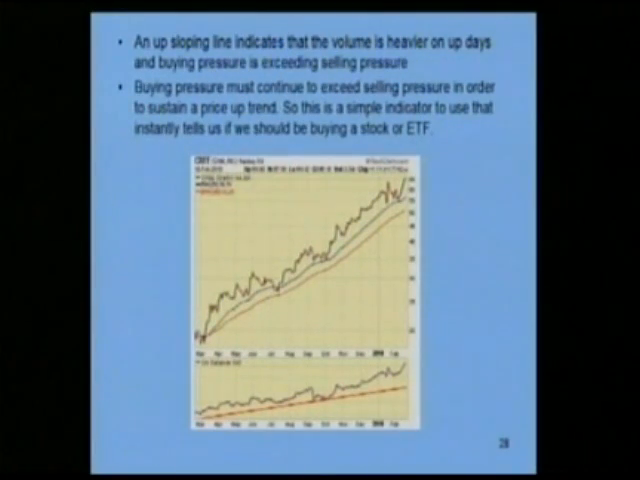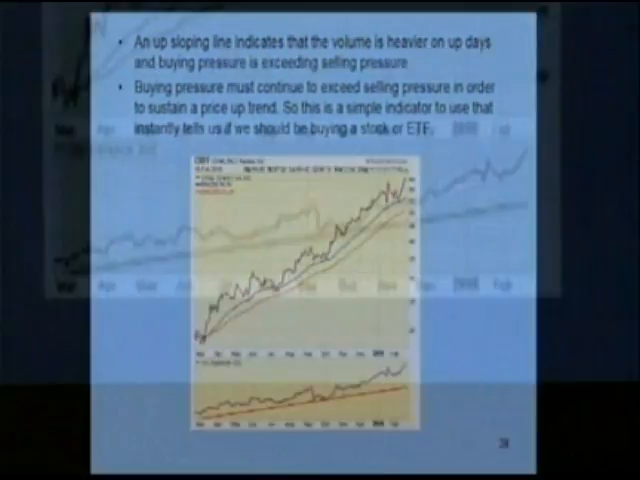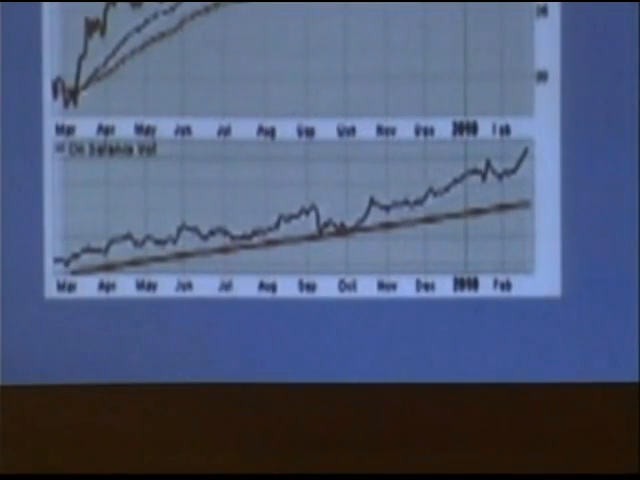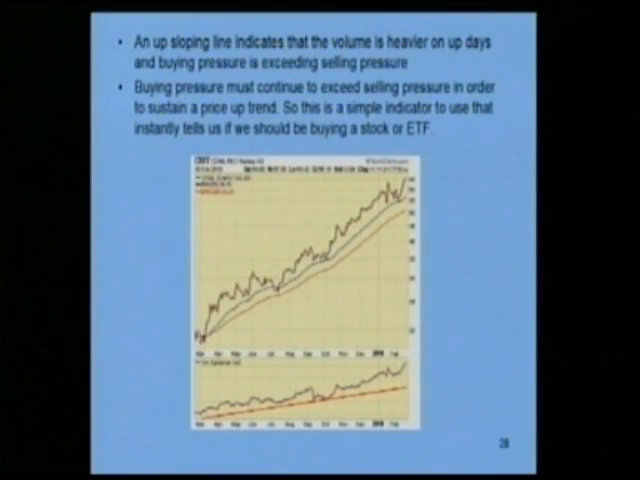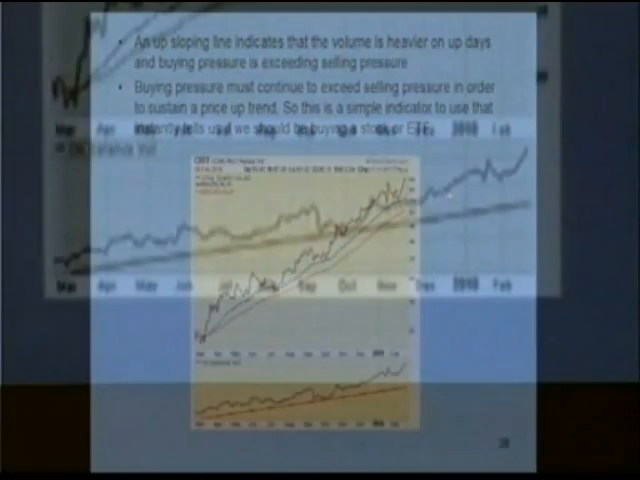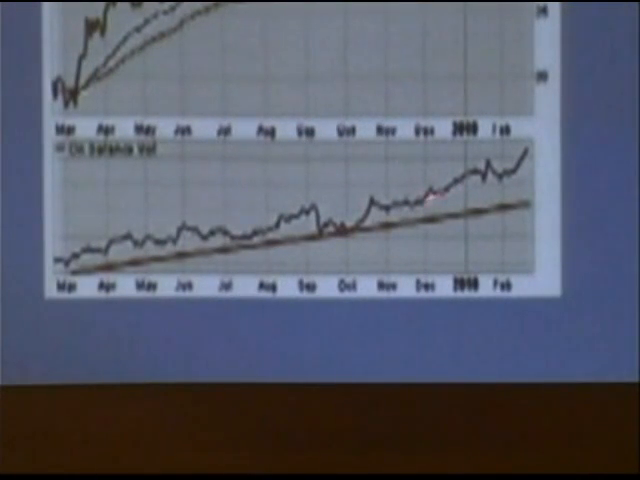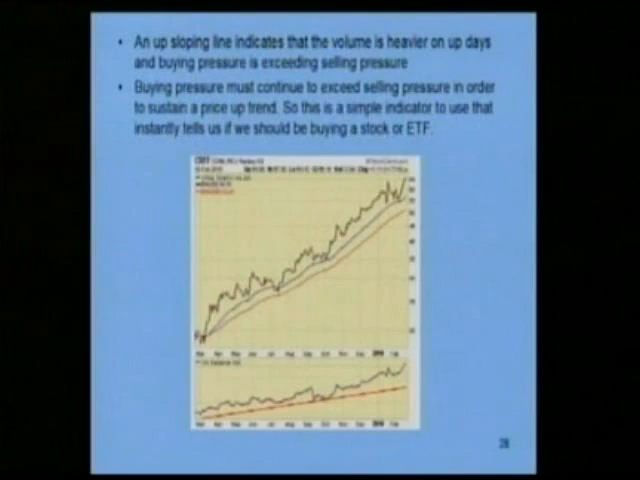So an upsloping line, and right here we have an upsloping line, indicates the volume's heavier on up days and buying pressure is exceeding selling pressure. And that's a sign that this trend can continue if your on-balance volume line is also trending up. So it tells you whether the trend can be sustained.